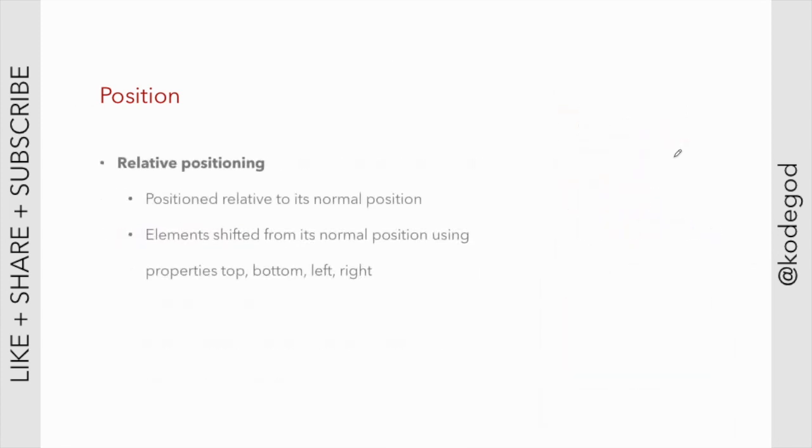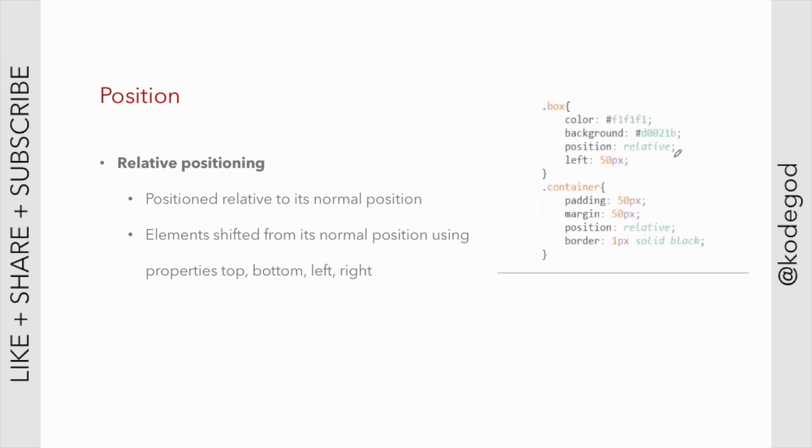Then next what we have is the relative positioning. When this property is set, the position becomes relative to its own normal position, and elements are shifted using this particular property value from their normal position using the other properties: top, bottom, left and right.